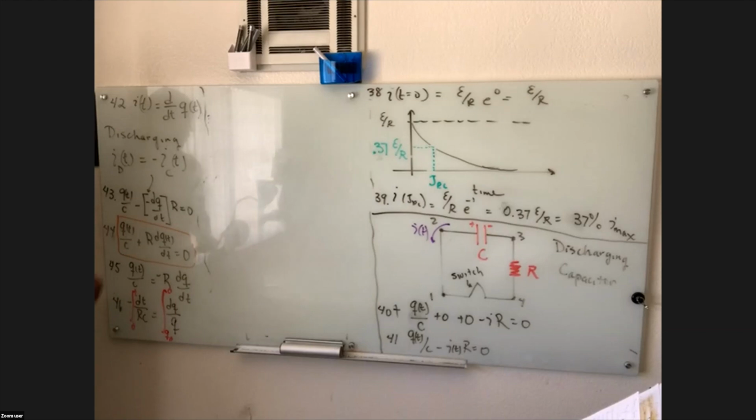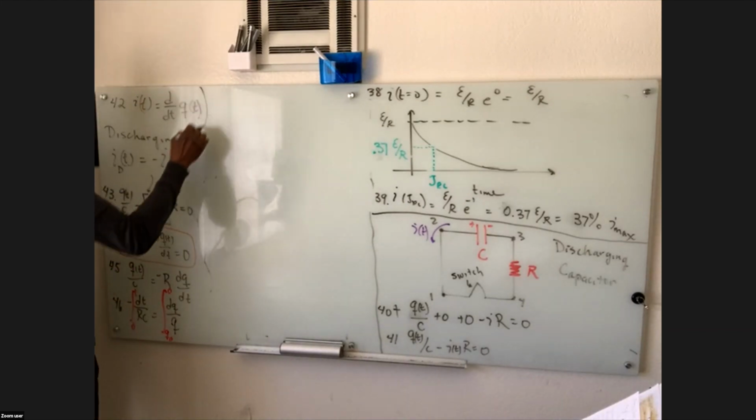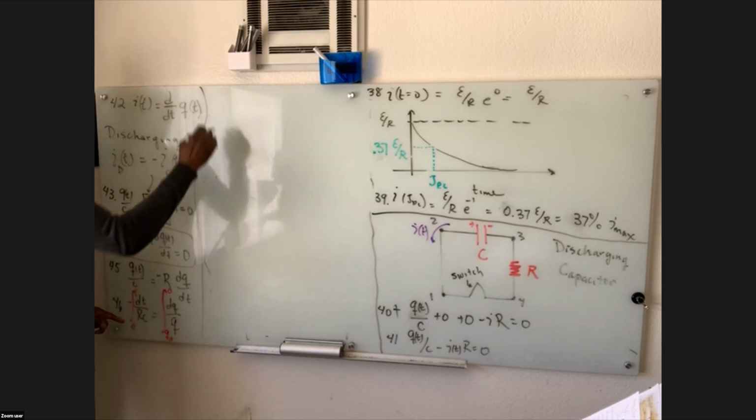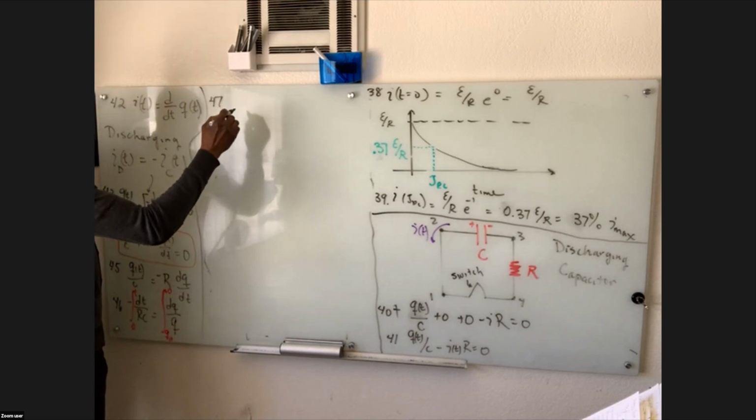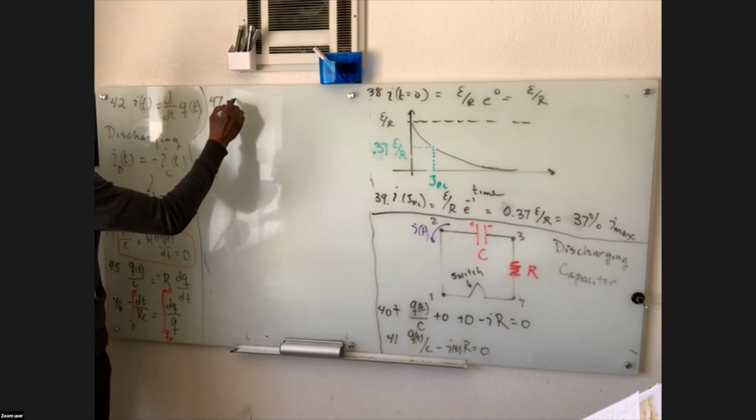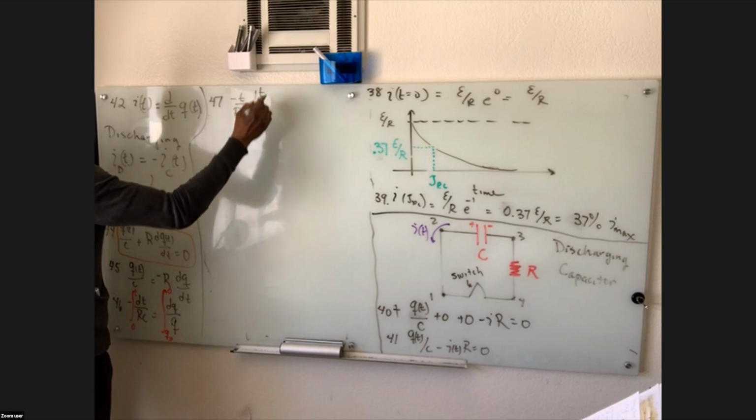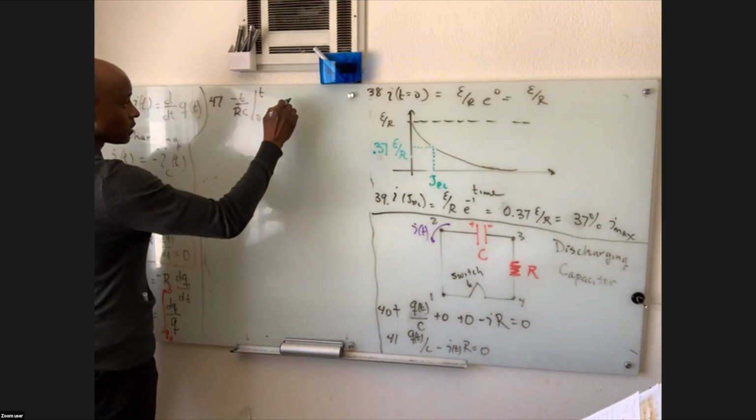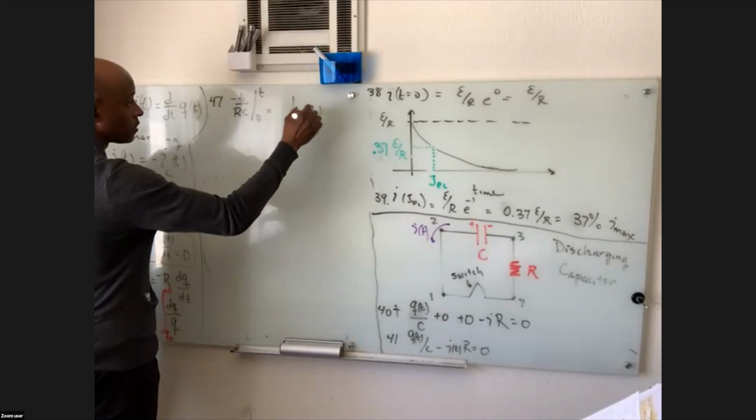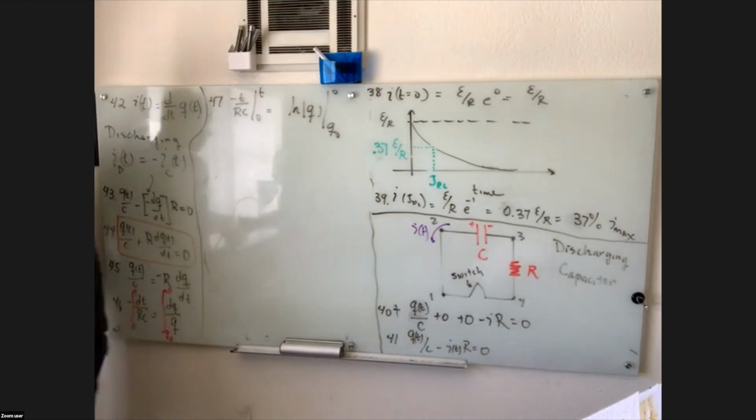So when I integrate on the right side, I'm going to have minus t over RC from 0 to t. And that equals ln q from q naught to 0. Or q max, I guess you could say q naught, whatever.